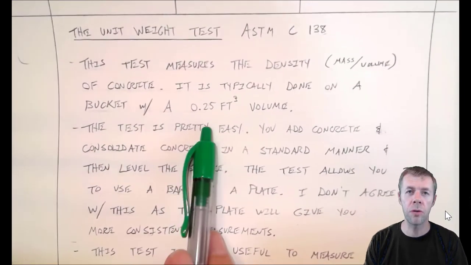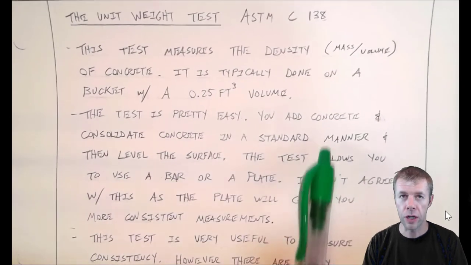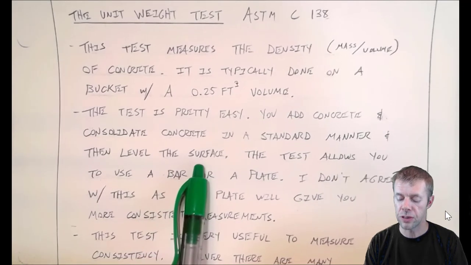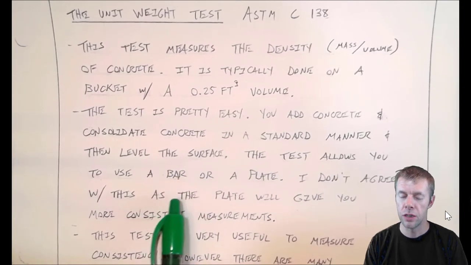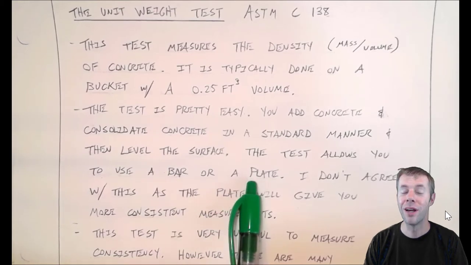It's typically done with a bucket that has a quarter cubic foot volume. This test is pretty easy to do. You add concrete, you consolidate it in a standard manner, and then you level the surface. Now, this test allows you to use a bar or a plate. It says you can use either one, but I'm not a big fan of the bar.